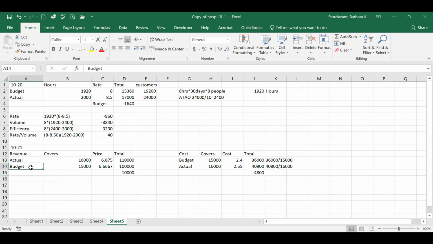So volume, oops, too far. So we know this is our budget variance. And this is our budget over here. And then we got to find the individual ones. For here, we're doing price volume, price volume. Over here, we're doing cost volume, cost volume.